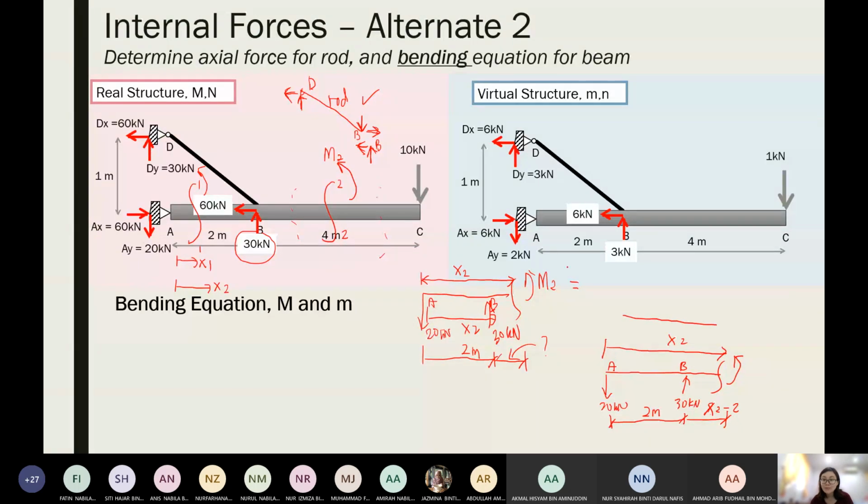We can start to get my M2. M2 first is due to the 20, right? So I will write 20 force, and my distance is x2. Now negative or positive? In this case, it is acting in the same direction as my internal moment, so positive.